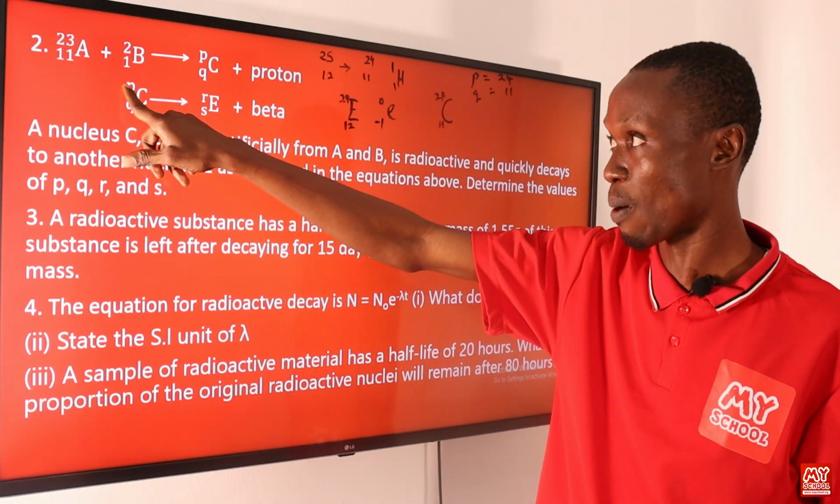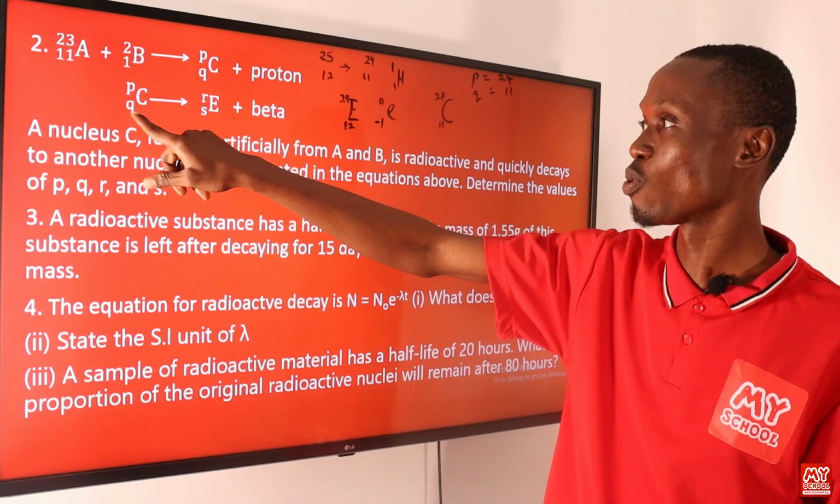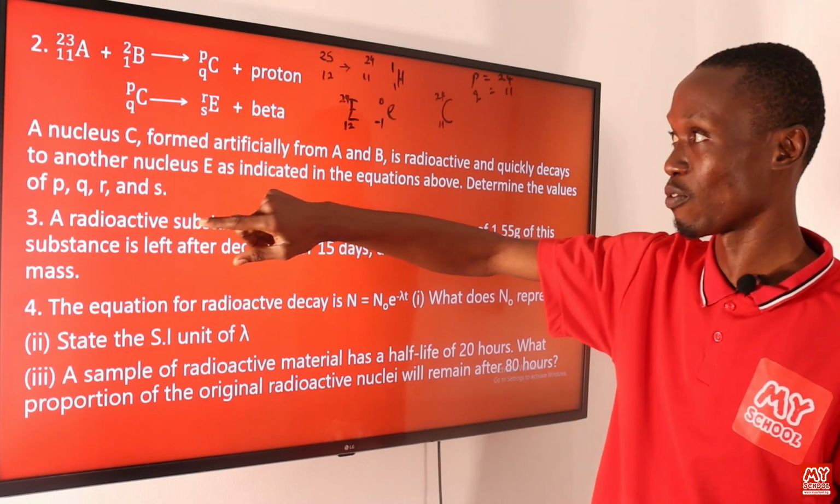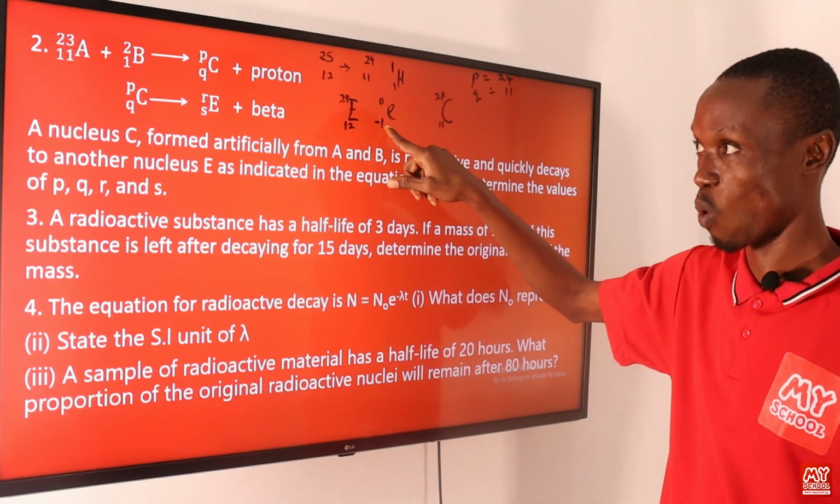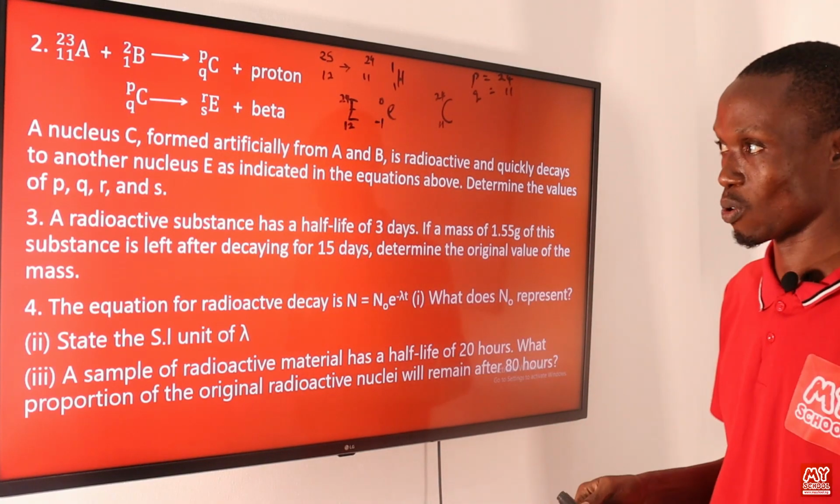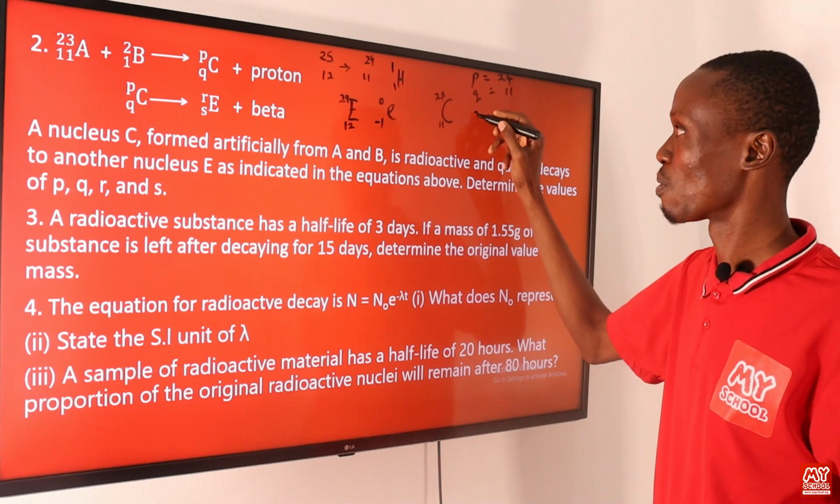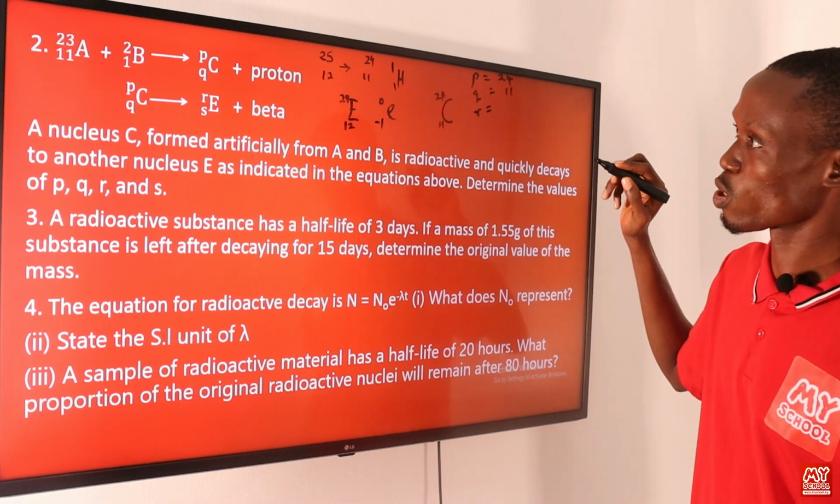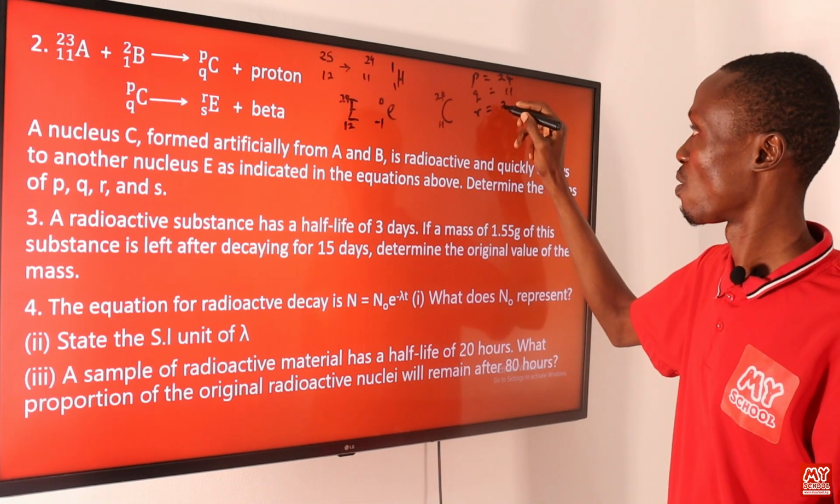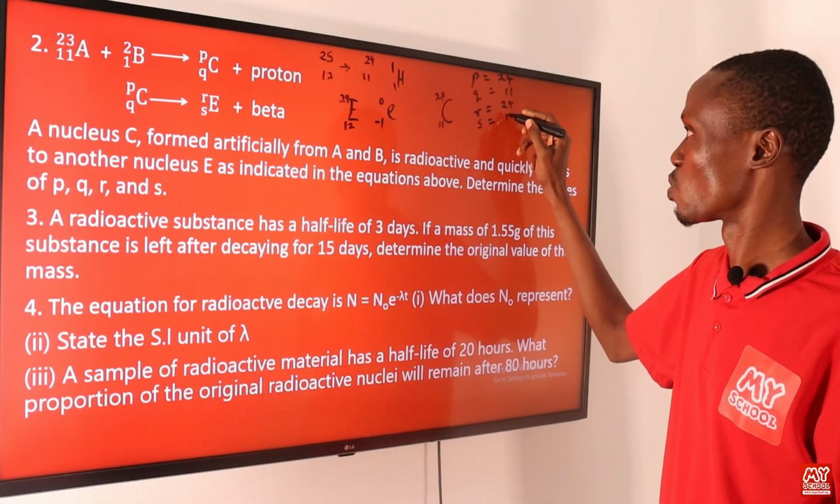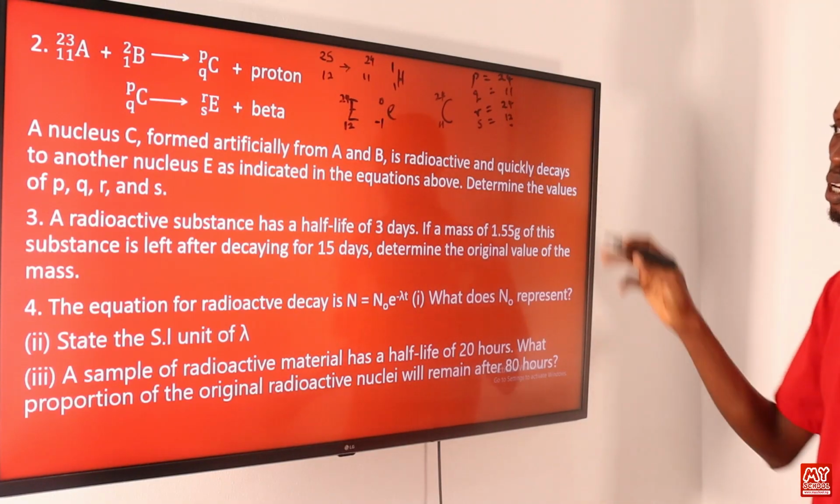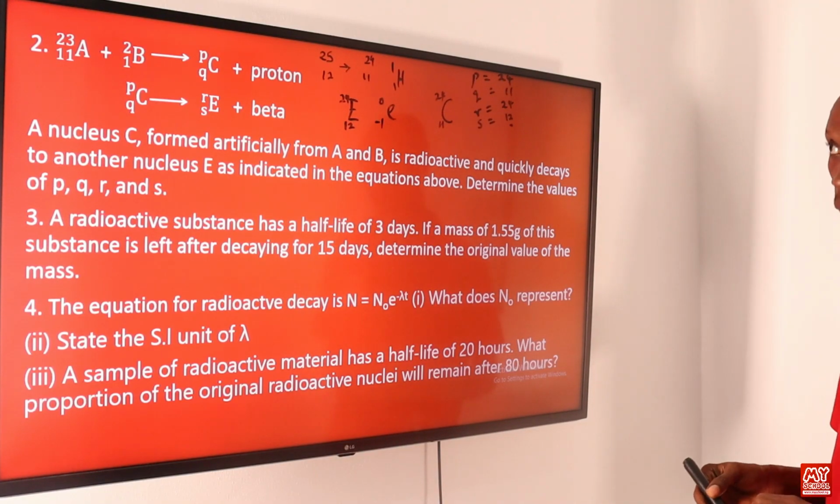And on this place, our P is 24. Now our Q is actually 11, but here we are having minus. So 12 minus 1, that will also be 11. So the value of the arrow is equal to 24, while the value of S is equal to 12. So as you can see, the equations are balanced.